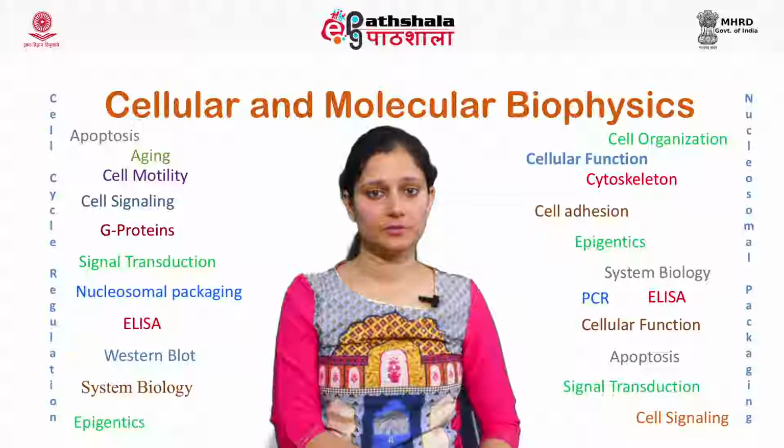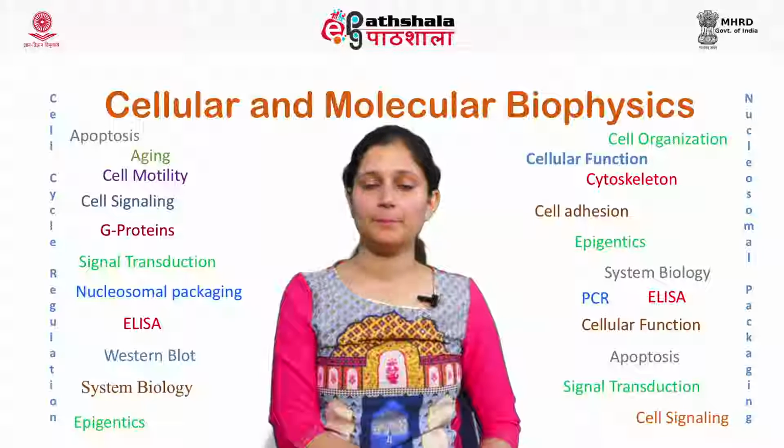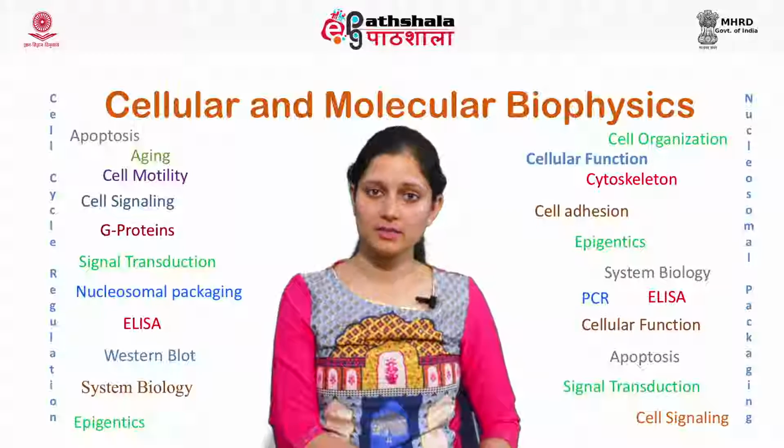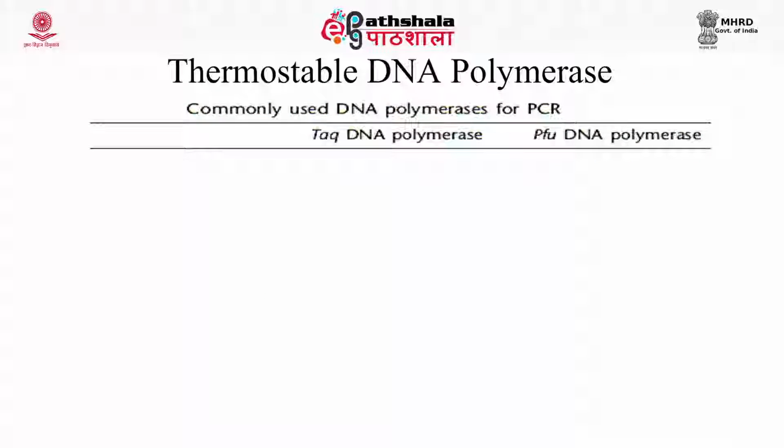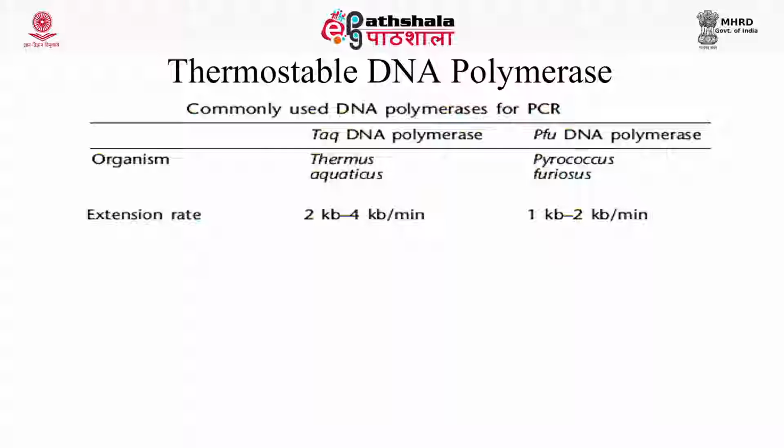Now let us see what is the difference between Taq polymerase and PFU DNA polymerase, which is another thermostable DNA polymerase. The organisms from which these two polymerases are derived are different. That is, the Taq polymerase is derived from Thermus aquaticus, whereas the PFU is derived from Pyrococcus furiosus. The extension rates are also different. Taq polymerase extends the primer at a rate of 2 kilobases to 4 kilobases per minute, whereas the PFU DNA polymerase extends 1 kilobase to 2 kilobases per minute.